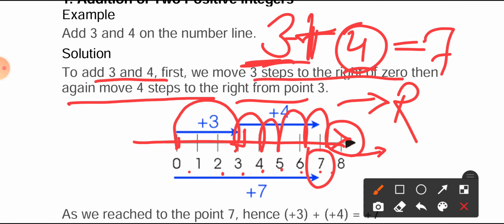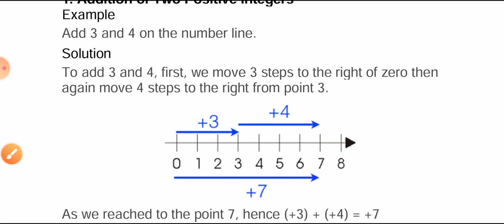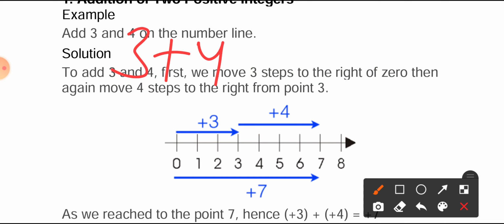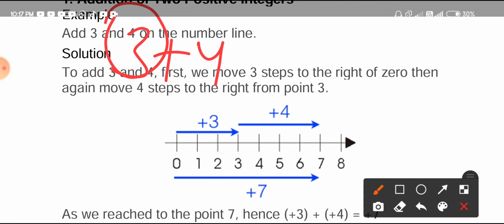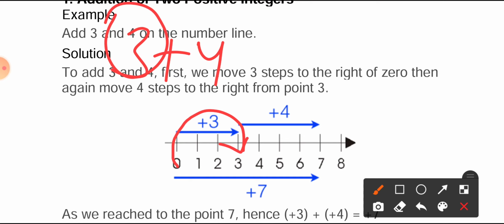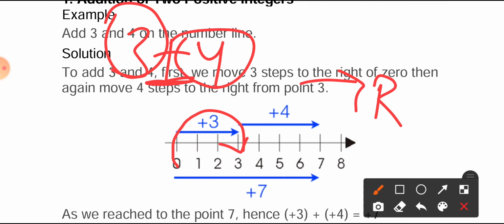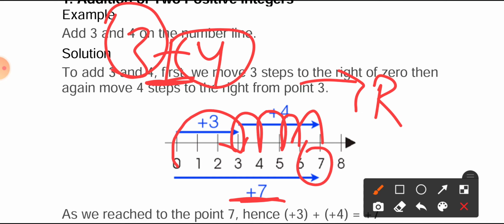So what is the first step? First you have to start from 0 and the first number given is 3. So go from 0 to 3. Now we have to add. Add means on the right hand side you have to go, and 4 numbers we have to add. So how many times will we move there? 4 times. 1, 2, 3, 4. So you can find that the answer is plus 7.